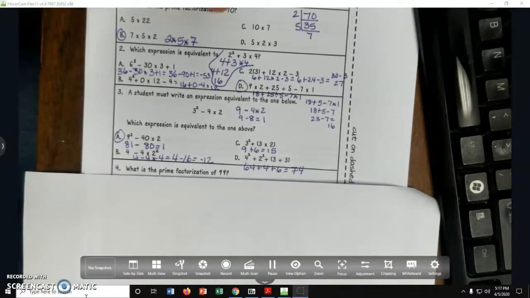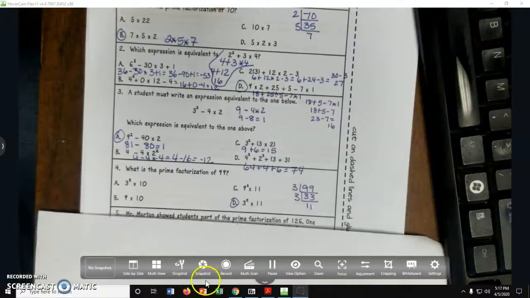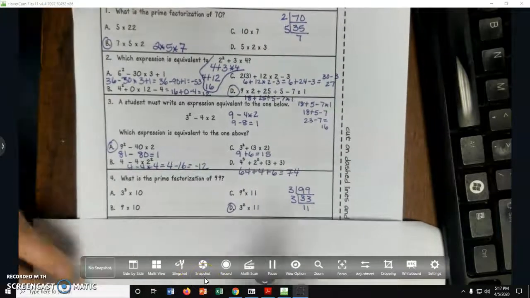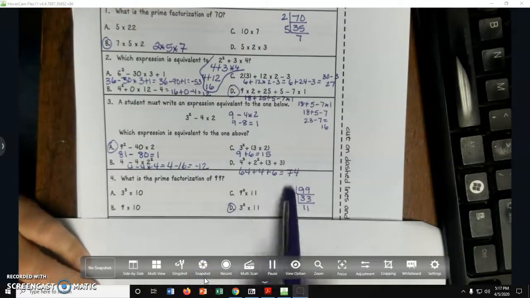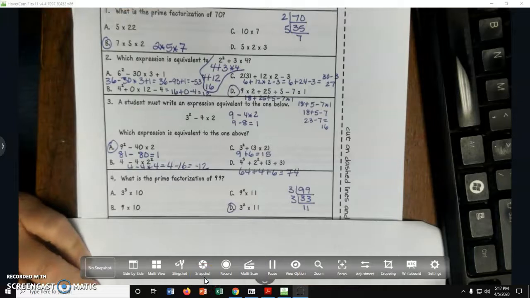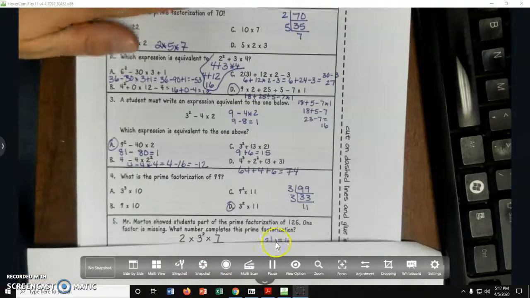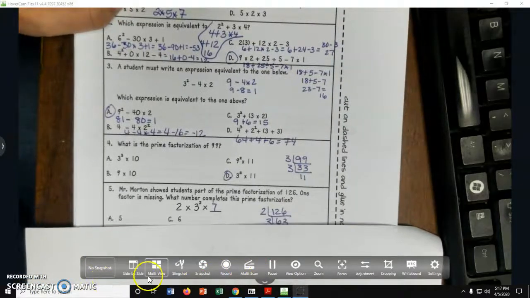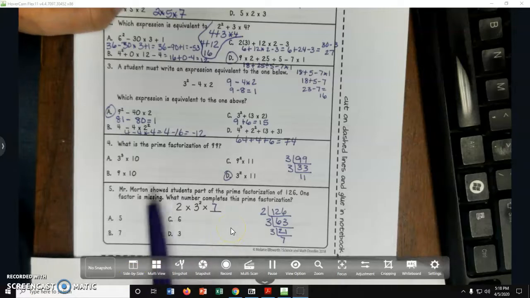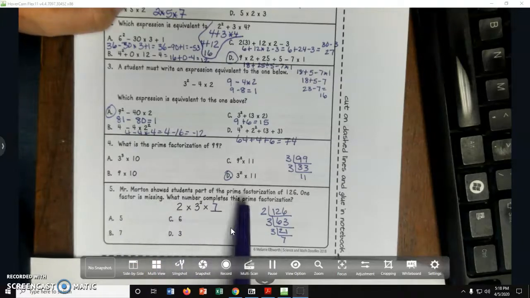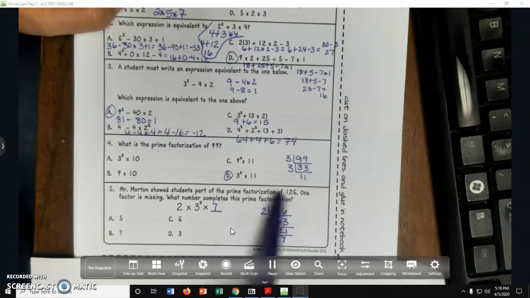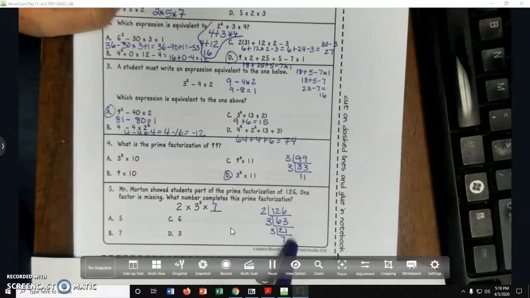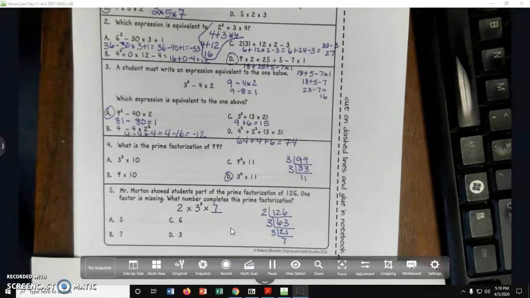Then we're at the bottom, number 4. What is the prime factorization of, oh, not the last one, sorry, of 99? Upside down division told me it's 3 squared times 11. Okay, and number 4, Mr. Morton showed students part of the prime factorization of 126. One factor is missing. What number completes this prime factorization? Upside down division tells me it's 2 times 3 squared times 7. 7 is my missing factor.